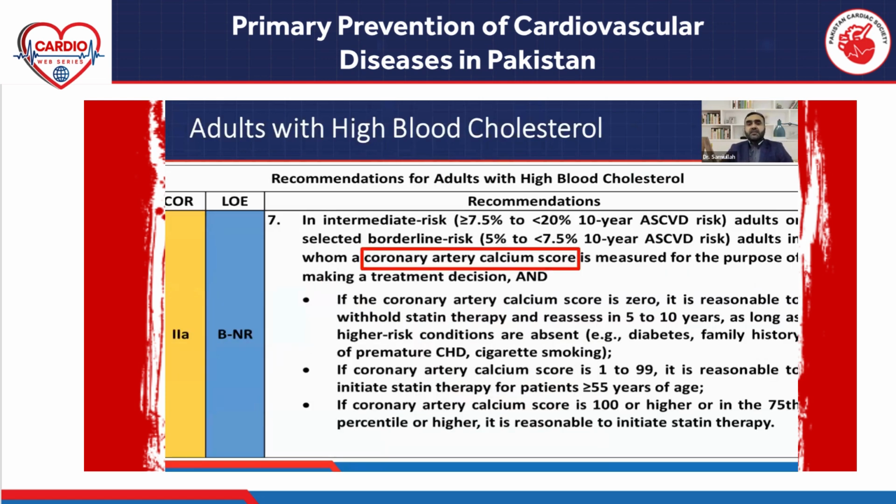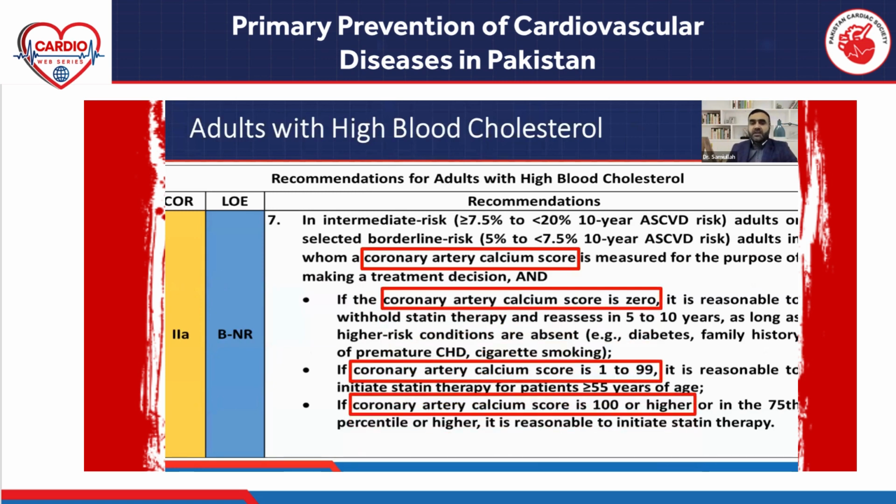In patients with intermediate risk, we talked about the coronary artery calcium score. You need to reach a decision, and that remains uncertain, so you need to measure the coronary artery calcium score. When you measure it and it turns out to be 0, you can withhold statin therapy and reassess in 5 to 10 years. If there are other high-risk conditions present, like diabetes, family history of premature disease, or cigarette smoking, you can consider it, but if these are absent, you need to withhold statin therapy.